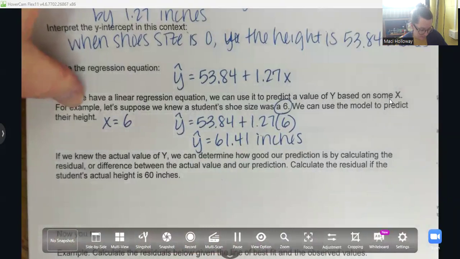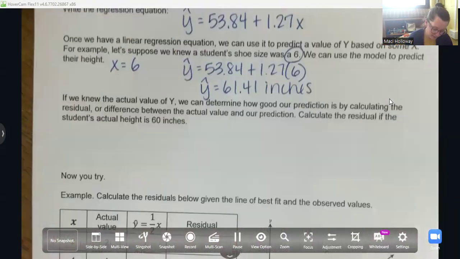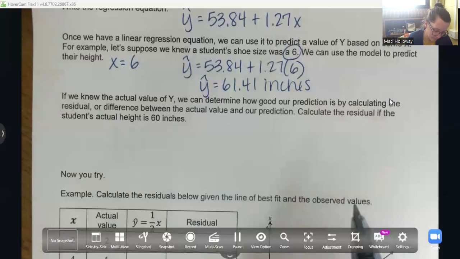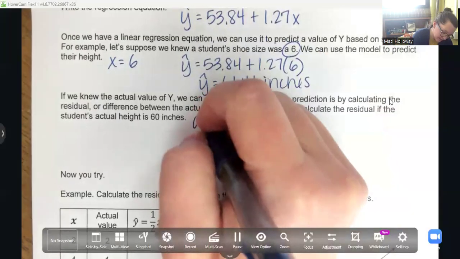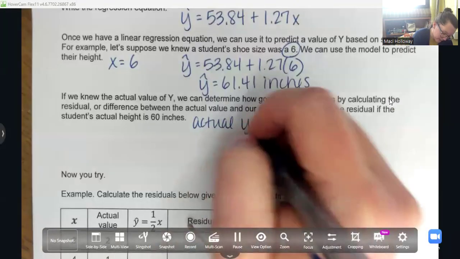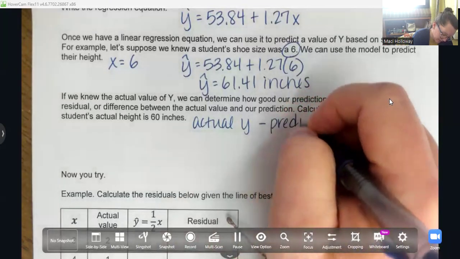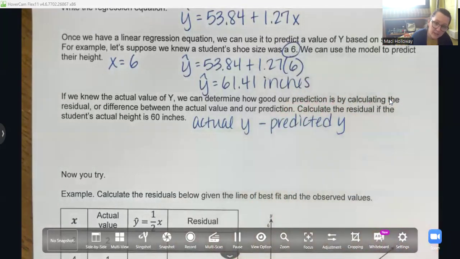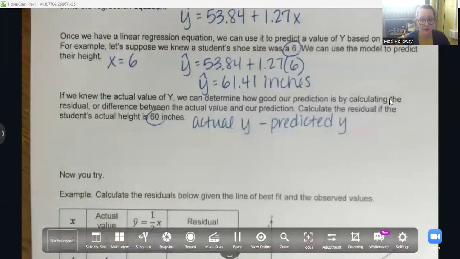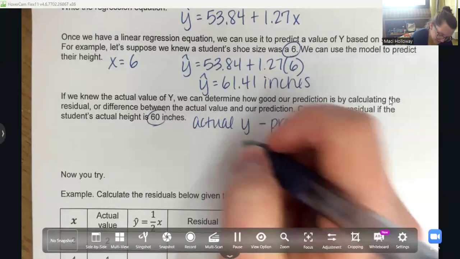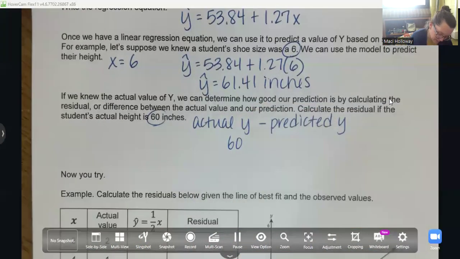So this is our predicted value, 61.41 inches. If we know the actual value of y, we can see how far off our prediction is. And that is called a residual. So let's determine what our residual is. Our residual is the actual y value minus the predicted y value. So our actual y value, let's say in our scatter plot, the actual point was at 60. So our actual y value was 60 inches.